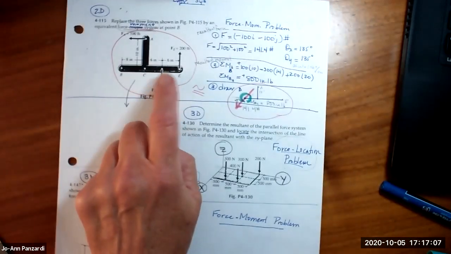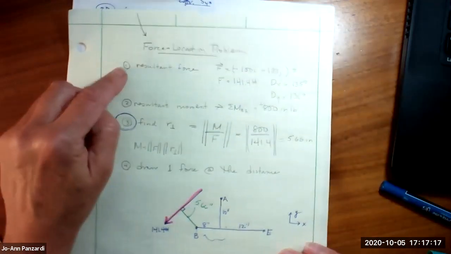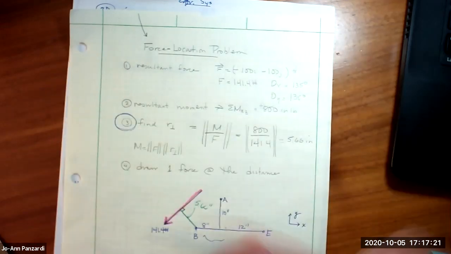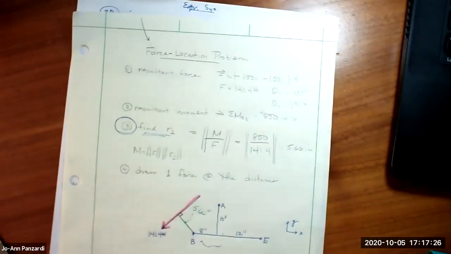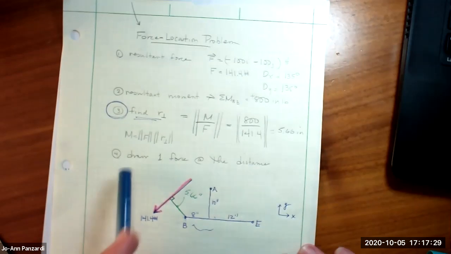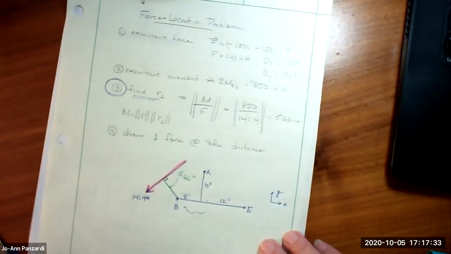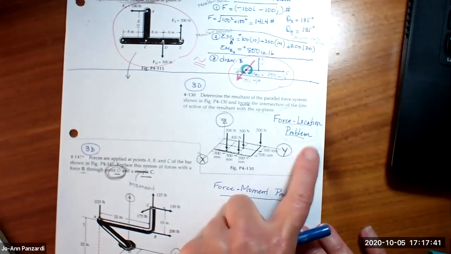Then we took this problem and we said, well, what if it was a force location problem? So what did we do? Again, first step, found the resultant force, found the resultant moment. But when it's a force location problem, you have to find the perpendicular distance, and you do it by moment divided by the force. And then the last thing is you draw the force at the distance. And that's the same thing that we did on this problem. It was a force location problem.